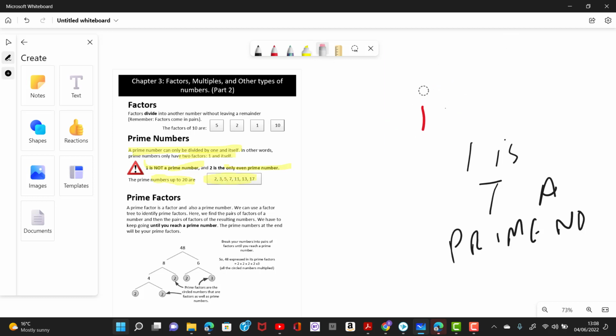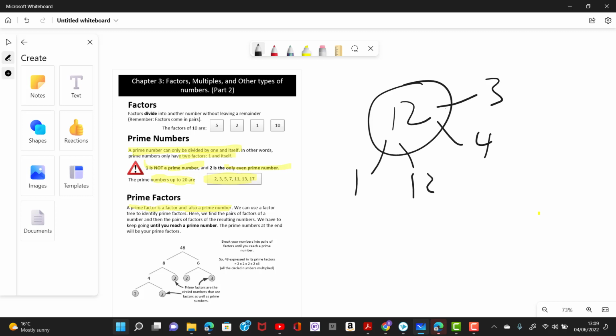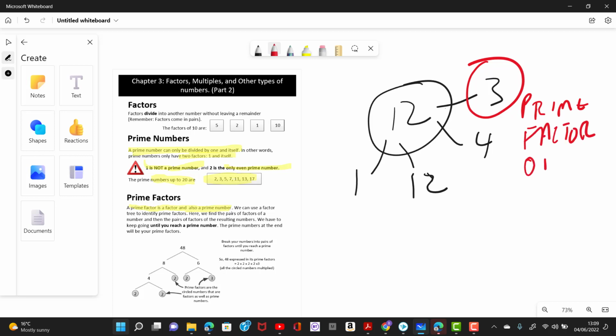The last bit we're going to be doing is prime factors. Prime factors are factors that are also prime numbers. So remember our spider diagram. What are the factors of 12? 3, 4, 1, and 12. Are any of these prime numbers? Yes. 3 is a prime number and a factor of 12. We call 3 a prime factor of 12. Okay, so that's what a prime factor is.